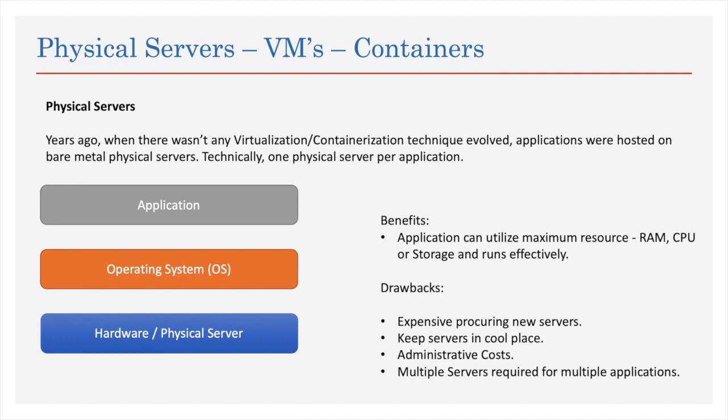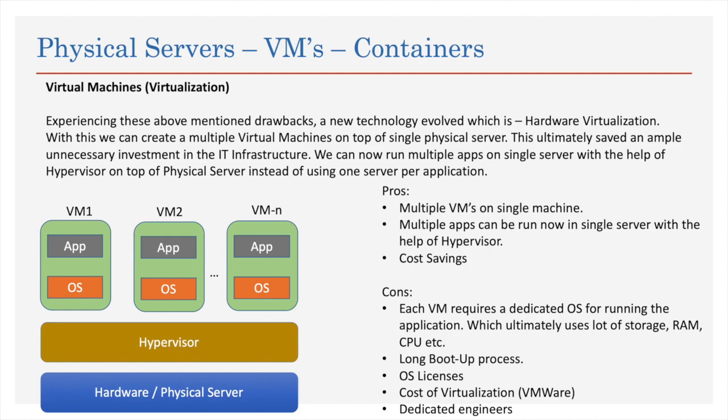Because of these disadvantages in IT infrastructure, a new technology came into existence, which we call hardware virtualization. With hardware virtualization, we were able to create multiple virtual machines on top of a single physical server using a hypervisor. This ultimately saved an ample amount of unnecessary investment in the IT infrastructure, and with the help of the hypervisor we were able to run multiple applications on a single node. One of the major firms which provides virtualization is VMware.